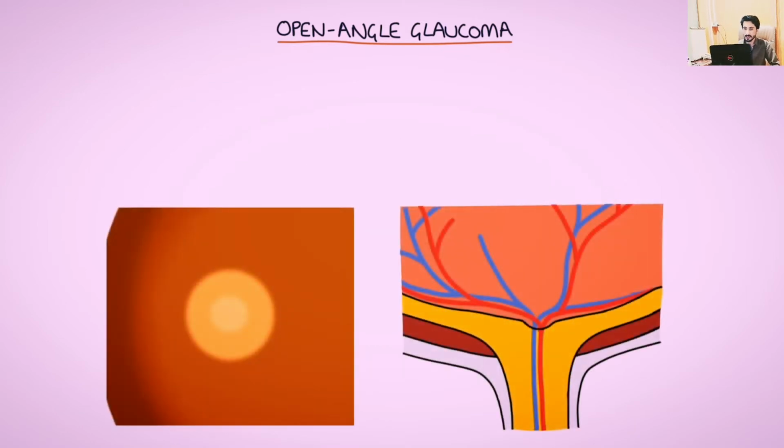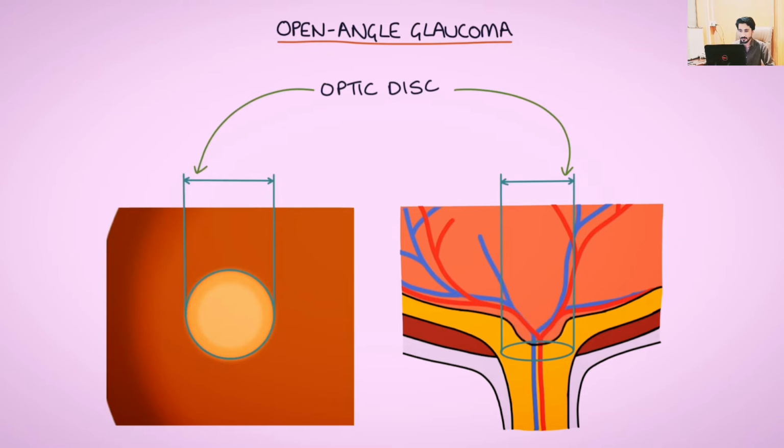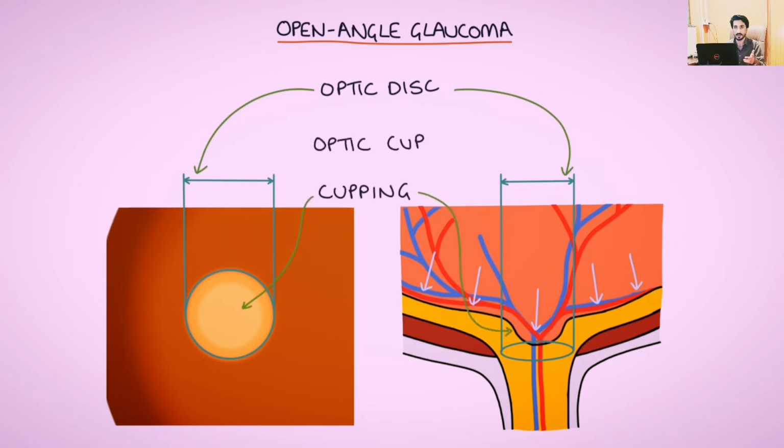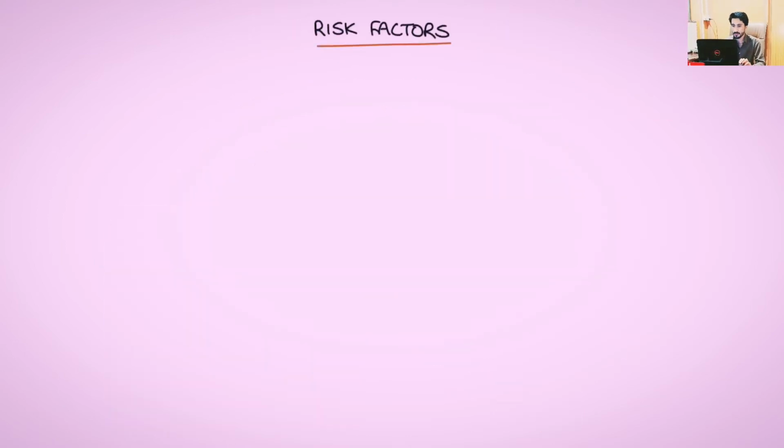And remember, in the center of a normal optic disc is something called the optic cup, and this is a small indent in the optic disc and is usually less than half the size of the optic disc. And when there's a raised intraocular pressure, this indent becomes larger because the pressure in the eye puts pressure on that indent, making it wider and deeper. And this is called cupping. An optic cup greater than 0.5 the size of the optic disc is abnormal. So if the optic cup is more than half the size of the optic disc, this suggests cupping and could indicate glaucoma.